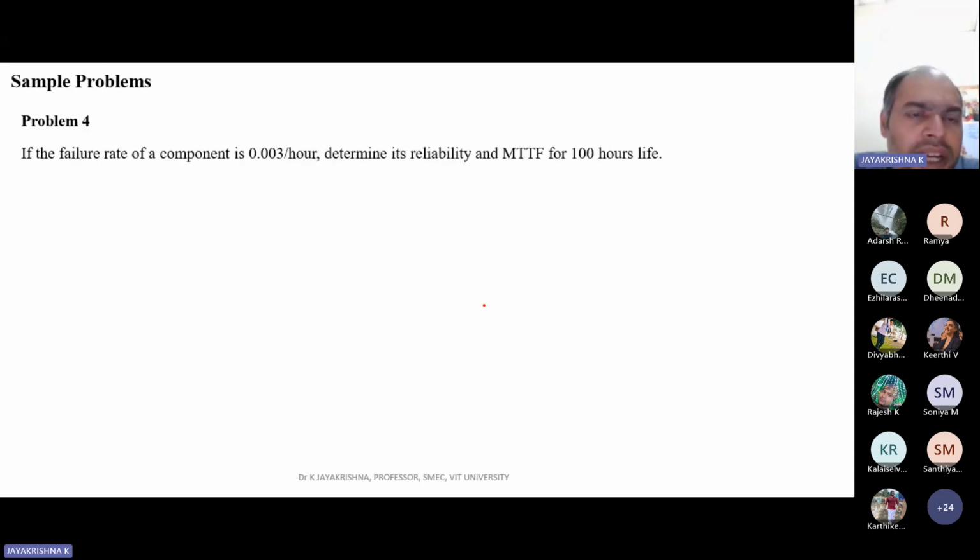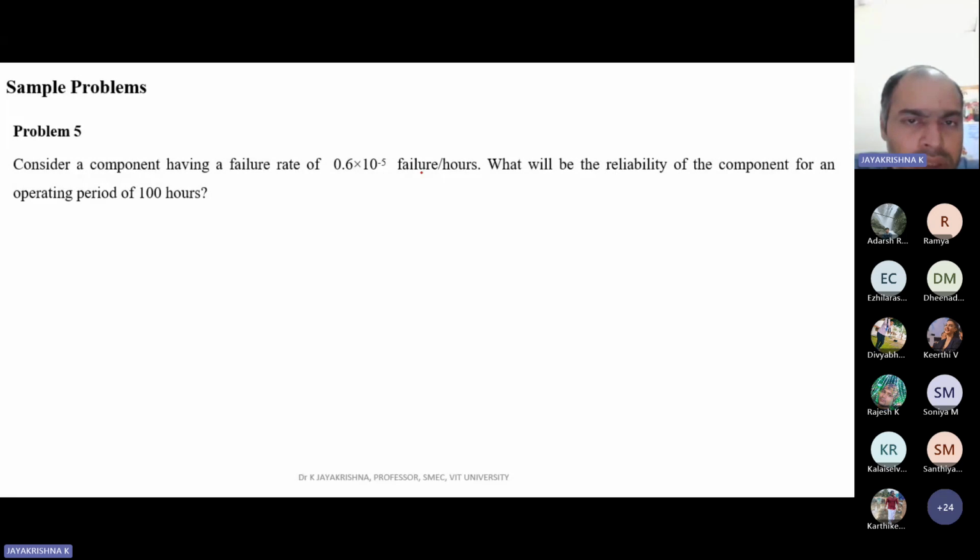The next problem: the failure rate of a component is given, that is lambda. And for reliability, you have to calculate R of T, and you also have to calculate the MTTF. So you are supposed to get both of these. T is given as 100 hours, so directly you can substitute and find out.